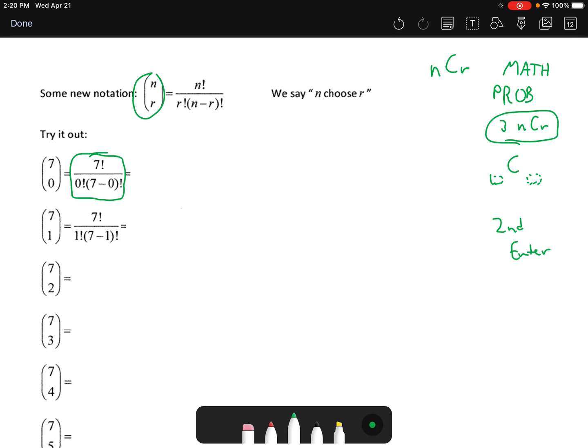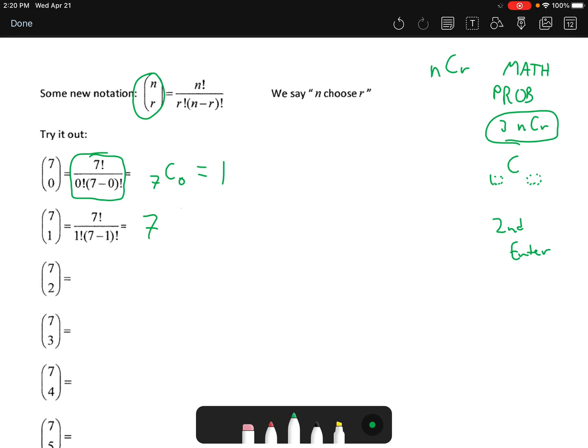So I'm going to use n choose r. I'm going to go to math, probability, number 3, and hit enter. Then I'm going to hit 7 in the first open box and then 0. So it should look like this on my calculator. Well, 7 choose 0 is 1, what we would expect. We would expect 7 choose 1 to be 7. So second entry, go over to the 0 and make it a 1, and you'll get a 7.